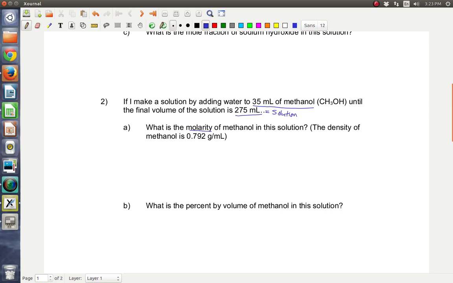Okay? All right, now we're going to need to know the molarity, and molarity is moles per liter. So moles of solute per liter of solution.